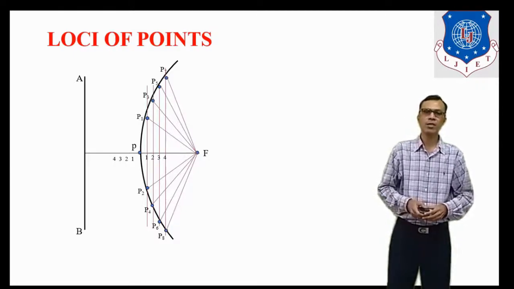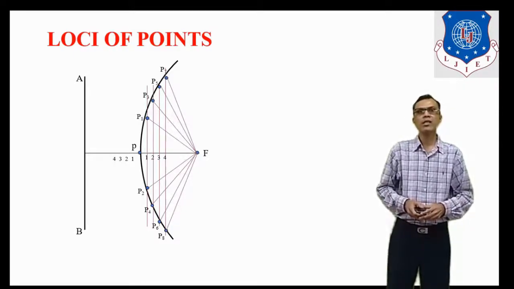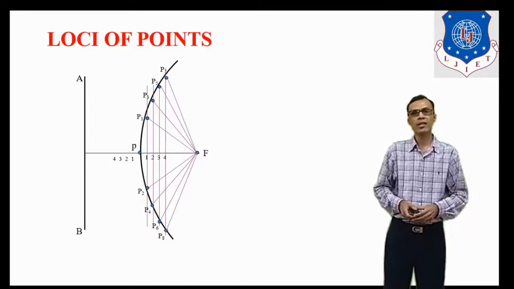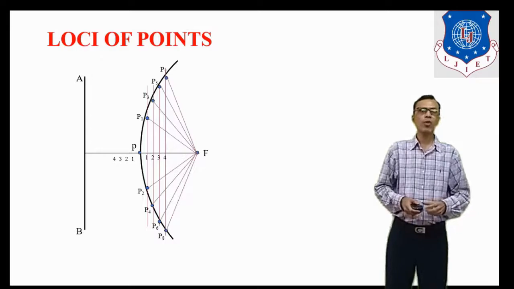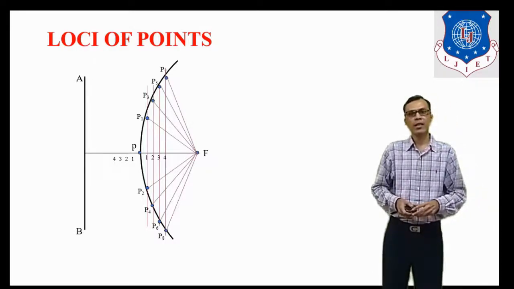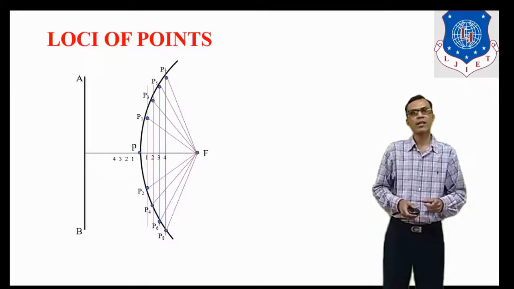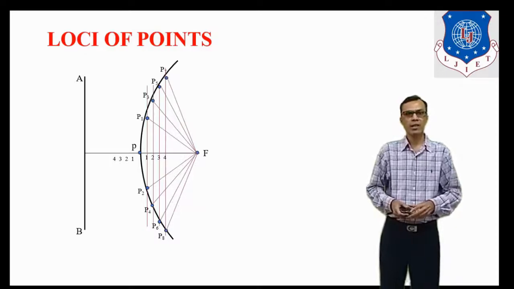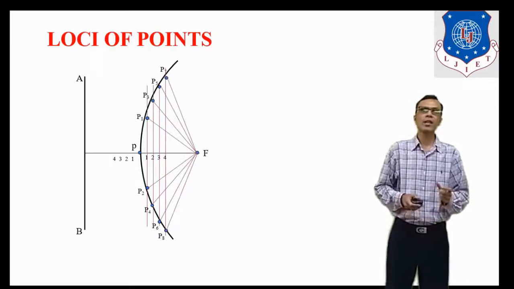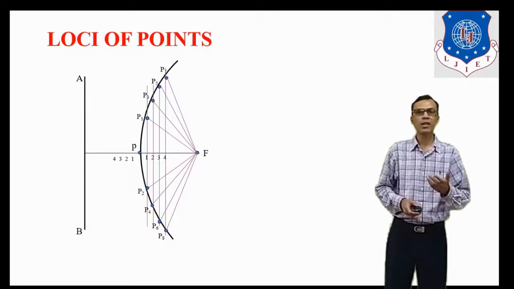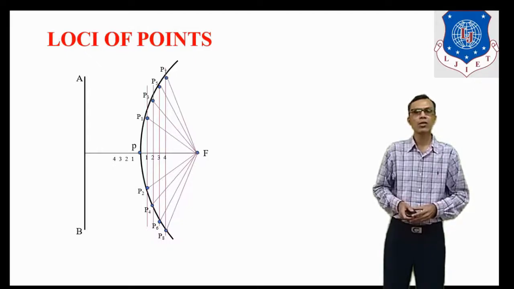Here one simple example is shown. You can see in this diagram, there is one straight line AB, one point is F, and if you consider point P, which is moving in a plane in such a way that its distance from straight line AB and its distance from the focus F, its ratio remains similar and constant, so what path it will follow? That path is shown here, that is parabolic path, and it is loci of point.